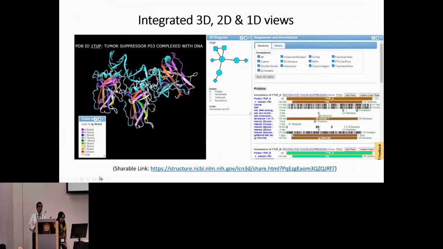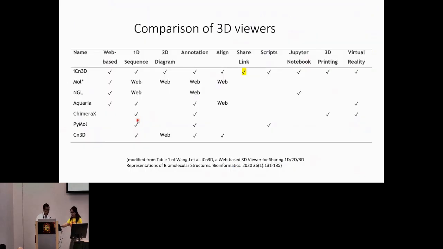One unique thing about iCn3D is you can share your results. This is unique about iCn3D. Once you generate your custom view, you can output it as a URL, which typically is a short URL, and you can share it with your colleagues or publish it in your publication.